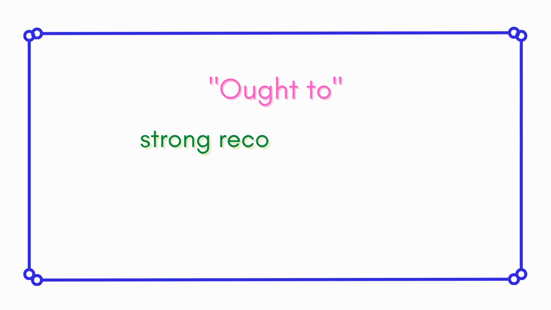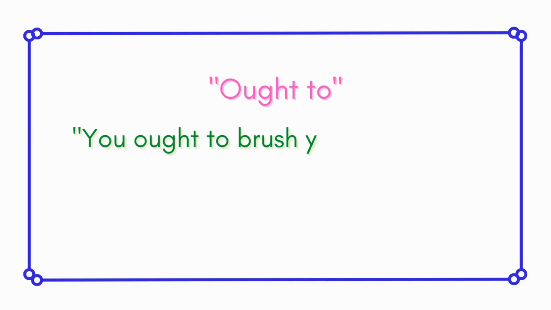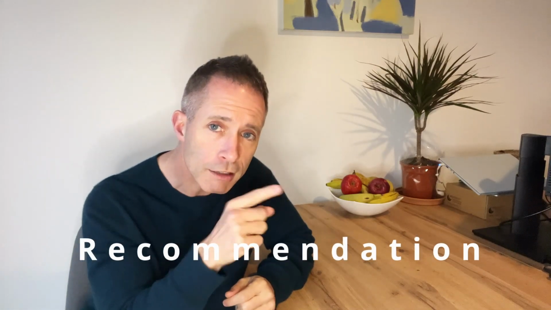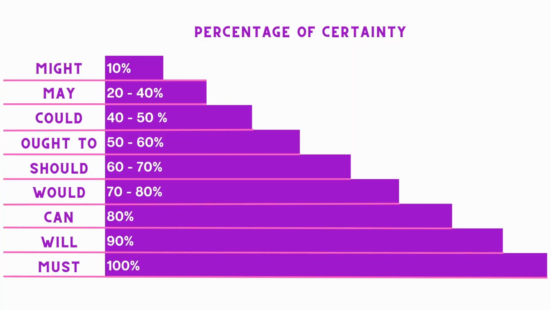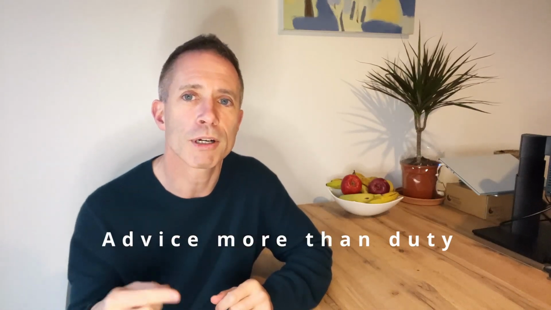Ought to is used to express a strong recommendation or to give advice. For example, you ought to brush your teeth twice a day. Now that means it is strongly recommended that the person brushes their teeth twice a day. On the chart, ought to is 50 to 60%, and the sentence implies advice more than duty. So the speaker is helping the other person make a decision about their health.